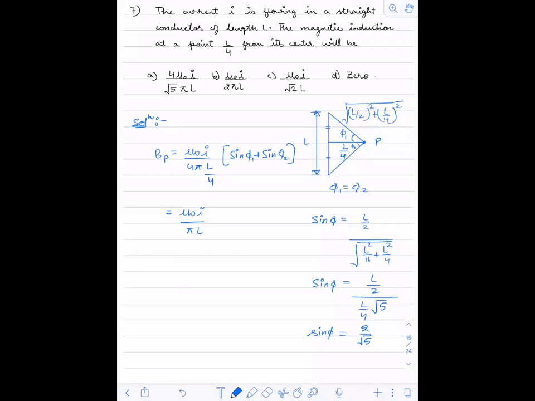Now, phi 1 and phi 2 are the same, so I can write it as 2 sine of phi. Then it becomes mu naught I by pi L into 2 divided by root of 5. So the net magnetic field at point P becomes 4 by root of 5 times mu naught I by pi L. This is the value.